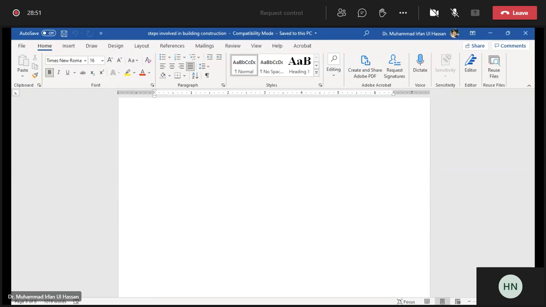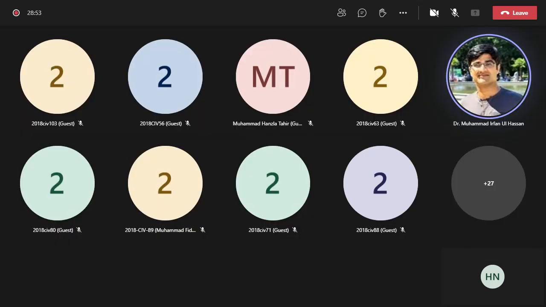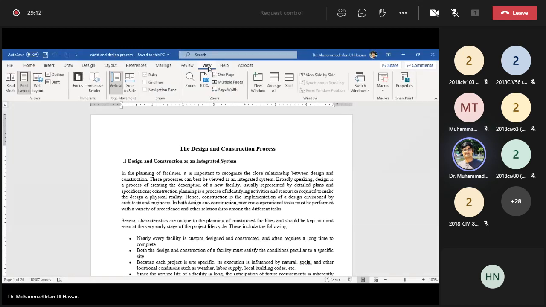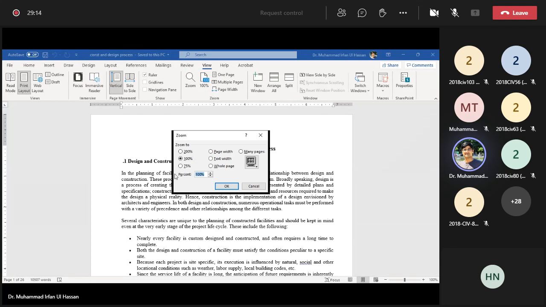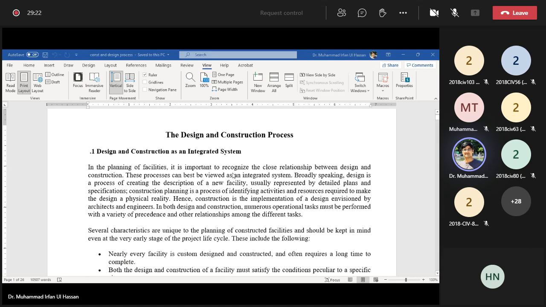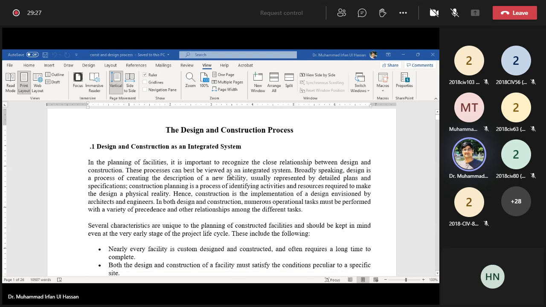In addition, there is one more handout linked to understanding the steps involved in different projects, the construction and design processes. Here the construction and design processes are explained: design and construction as an integrated system.